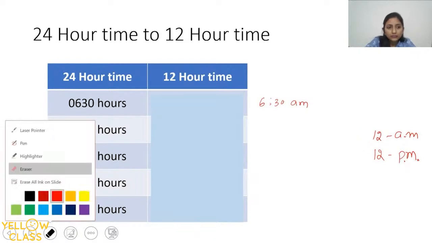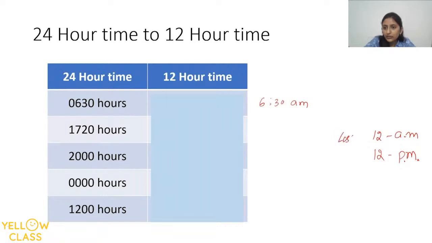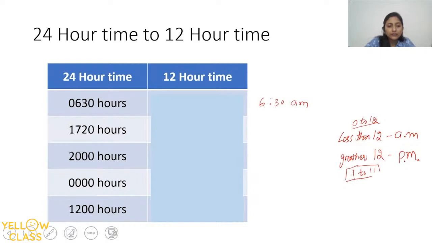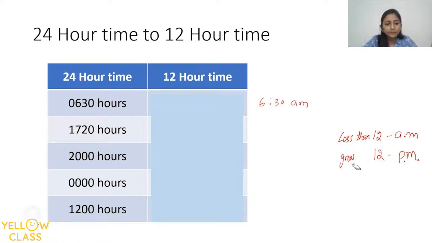We can write the terms, less than 12 and greater than 12, so that you won't get confused with the sign. Or you can write 0 to 12 is AM, and then after that 1 to 11. All right? So greater than 12 is p.m. Okay, let's do the next one.